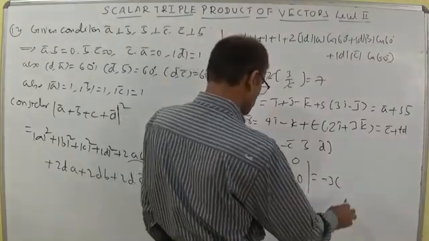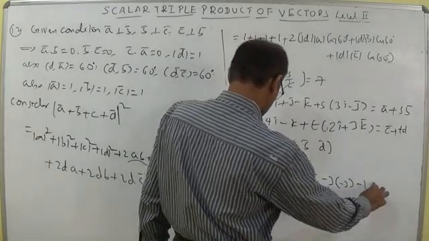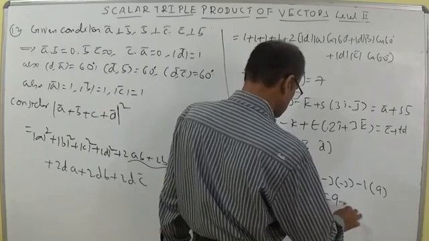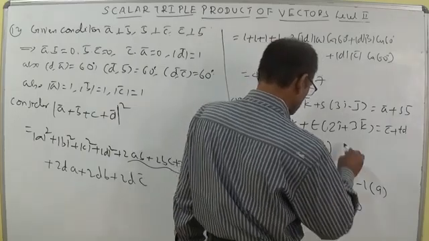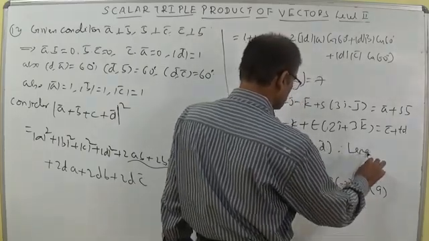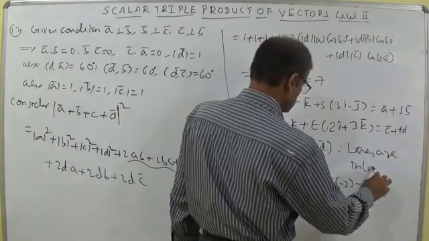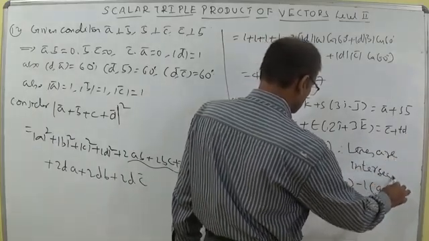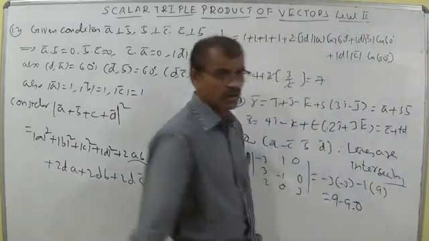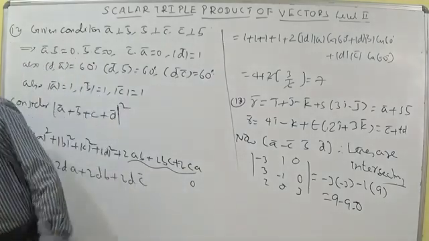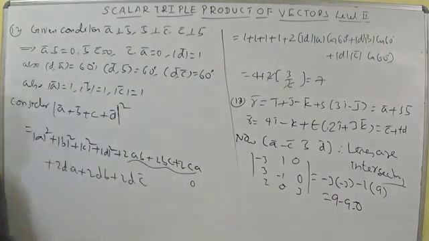Let us calculate: minus 3 into minus 3, minus 1 into 9. This is 9 minus 9, you got 0. Therefore, the lines are intersecting lines. If the determinant value is not 0, they are skew lines. Lines are said to be intersecting lines.